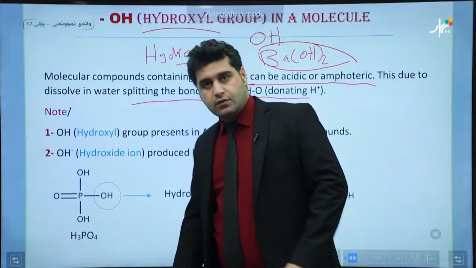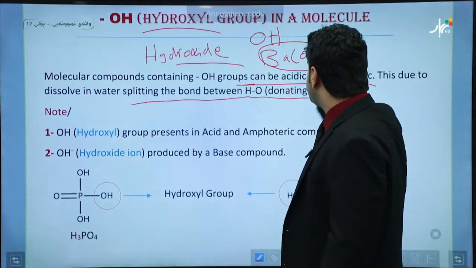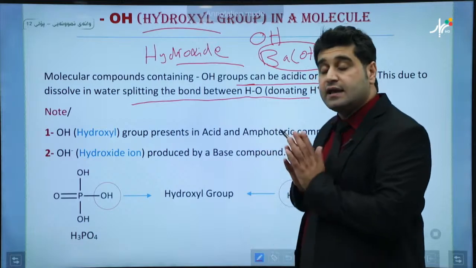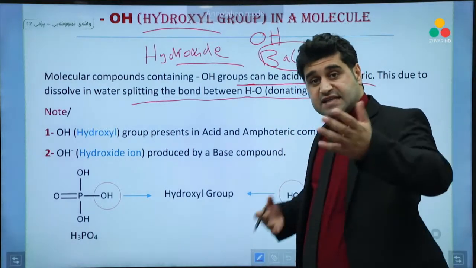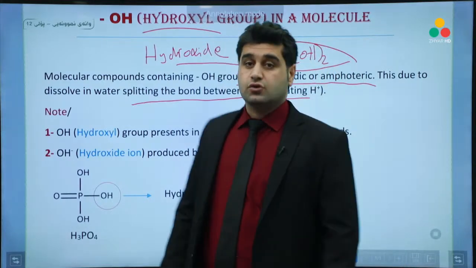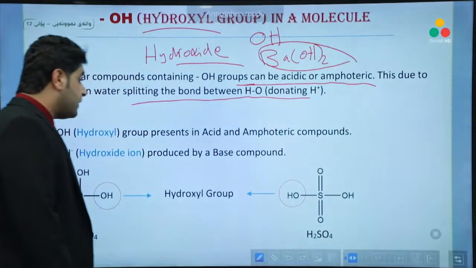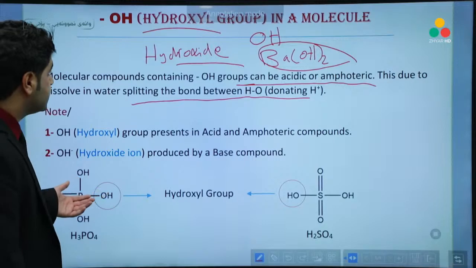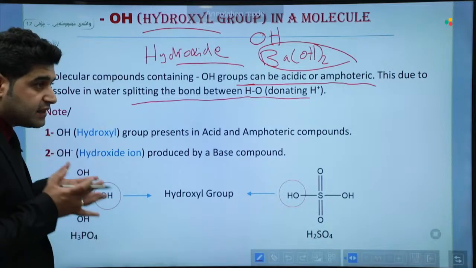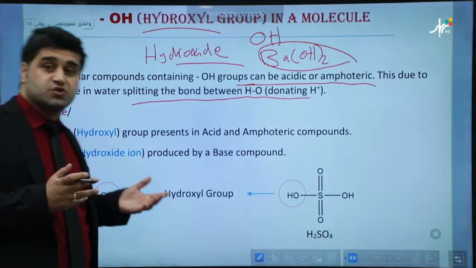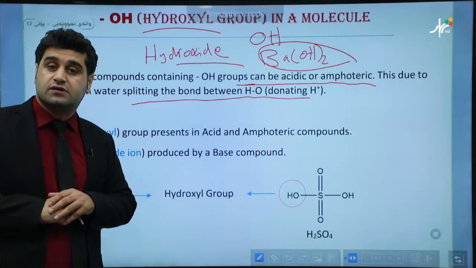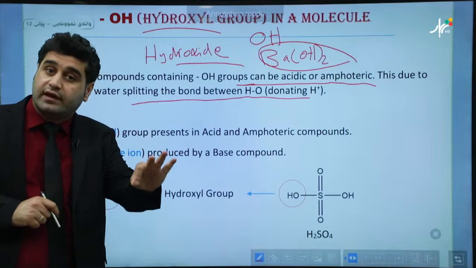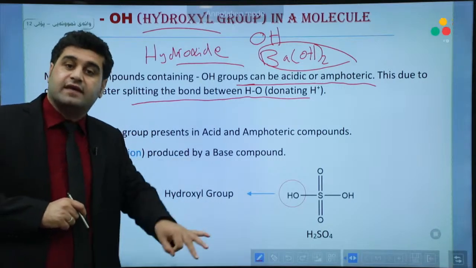Good. Now, actually, do we have OH only in a base compound? No. In the acids also we have OH group, but what's the difference between them? Why the acid did not yield OH in its aqueous solution, but a base compound can yield OH in its aqueous solution? So that's the point. We're going to learn that thing.